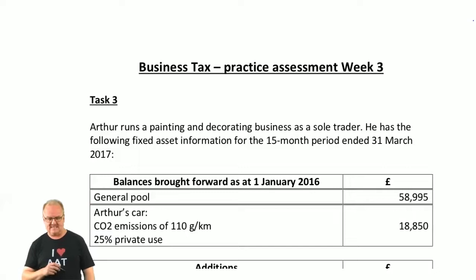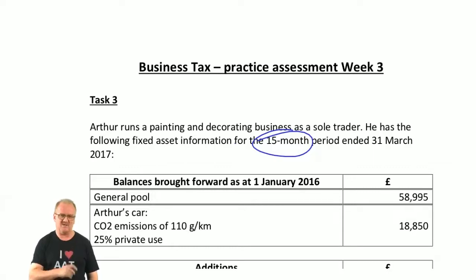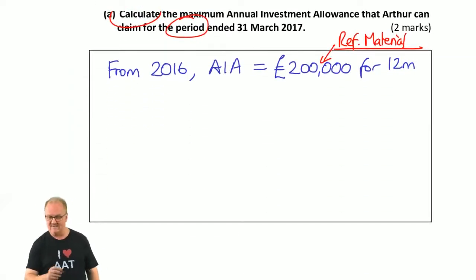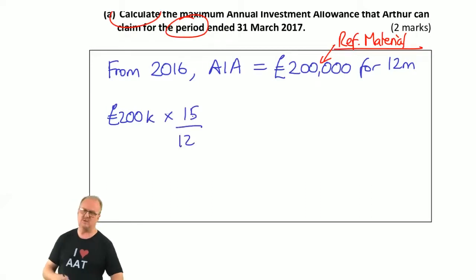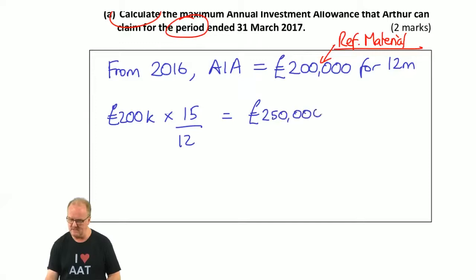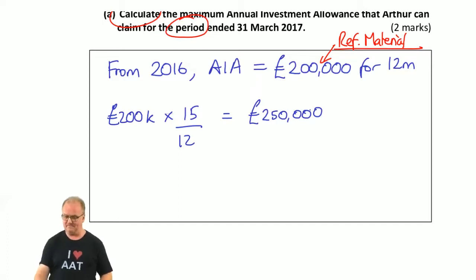He has the following fixed asset information for the 15-month period ended the 31st of March. Aha! So it's 15 months. And that means you need to take your 200k, multiply it by 15 over 12 to gross it up, prorate it up, whatever you want to call it. And that means the maximum he could claim in AIA is going to be 250 grand. So there is your answer.